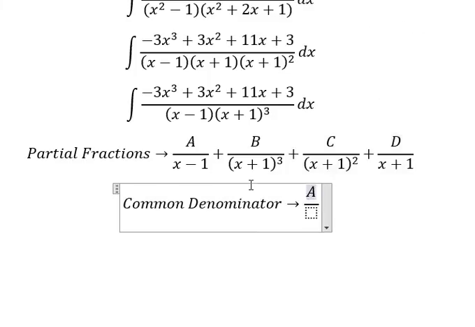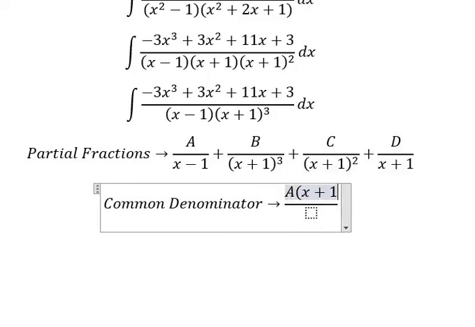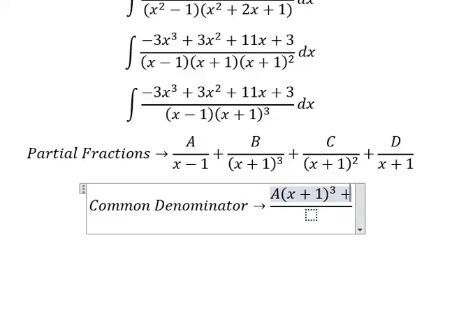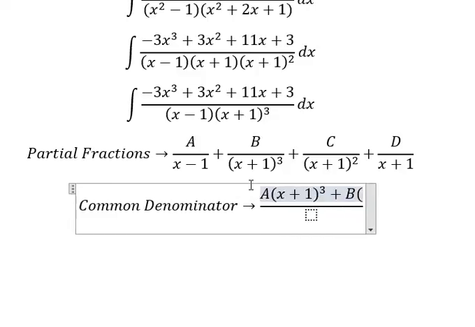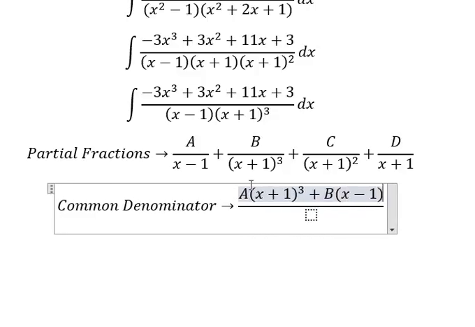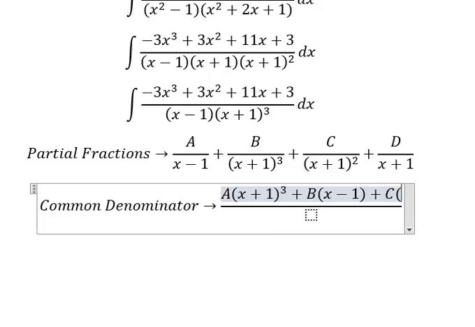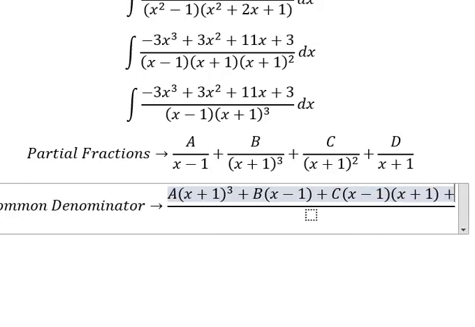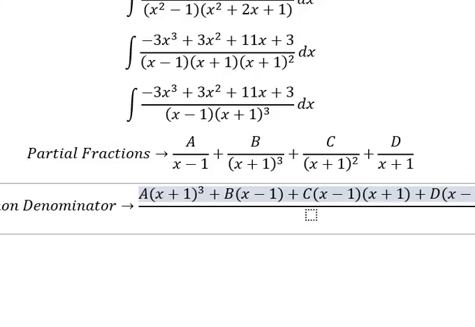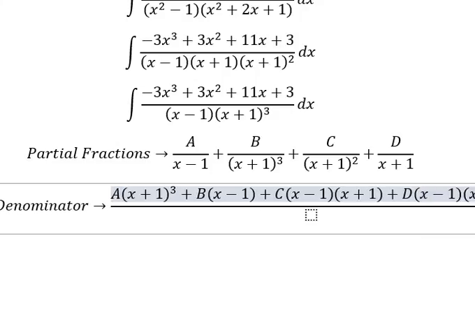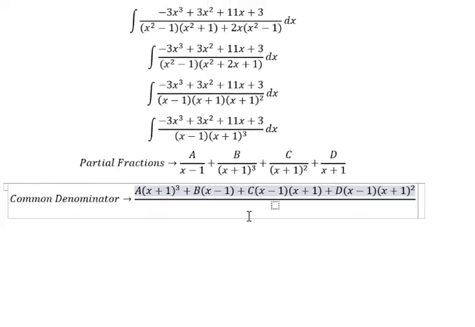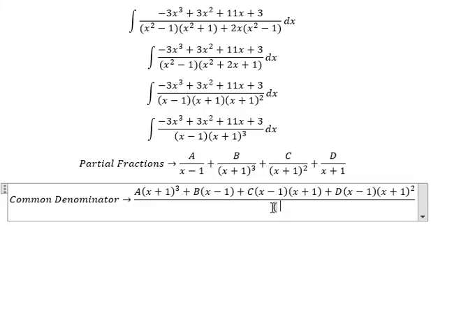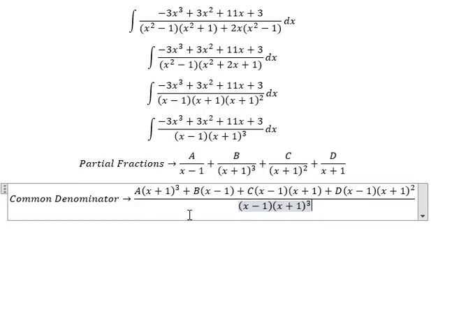About A, we multiply by s plus 1 to the power of 3. About B, we need to have s minus 1. About C, we have s minus 1, s plus 1. About D, that's s minus 1, s plus 1 to the power of 2. So, we will have s minus 1, s plus 1 to the power of 3.